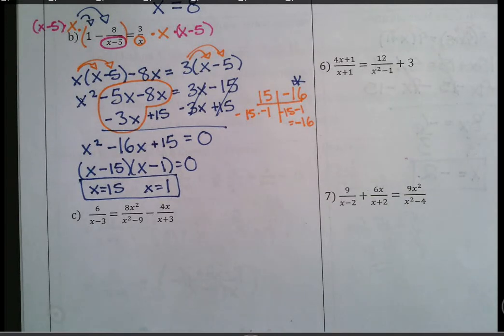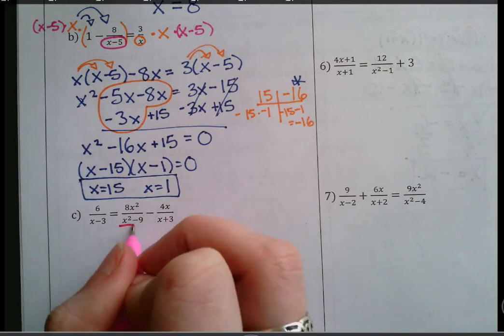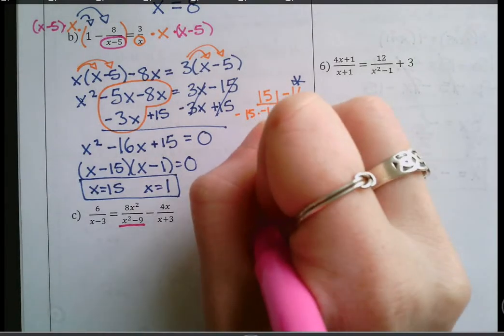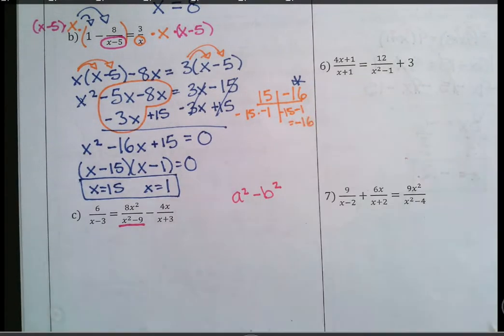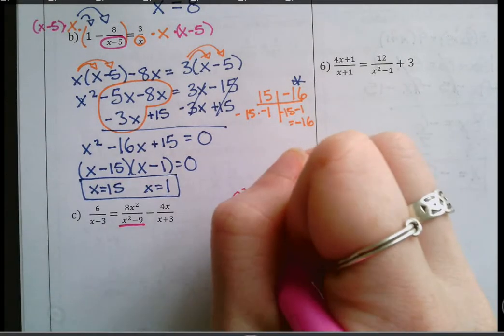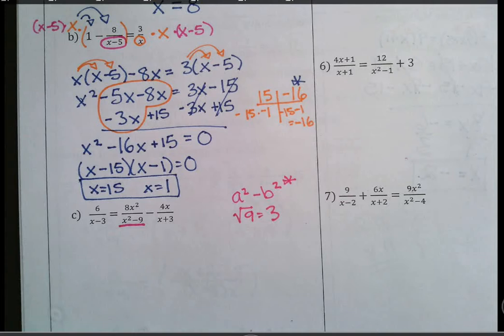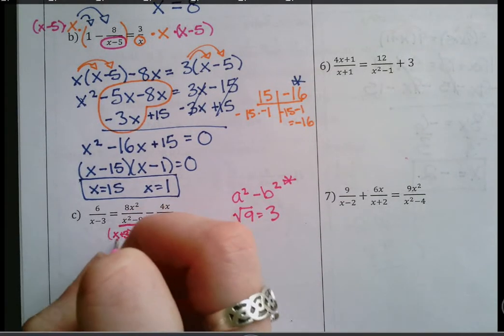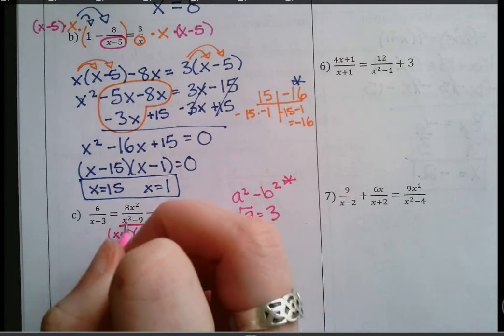For C, this one's a bit trickier just because of that x squared minus 9 on the bottom. The trick is recognizing that that is still the a squared minus b squared. You need to know this one by heart. Whenever you see that, you need to say, hey, what is the square root of 9? Well, the square root of 9 is 3. So really what this is, is an x plus 3 times an x minus 3 in my denominator here.